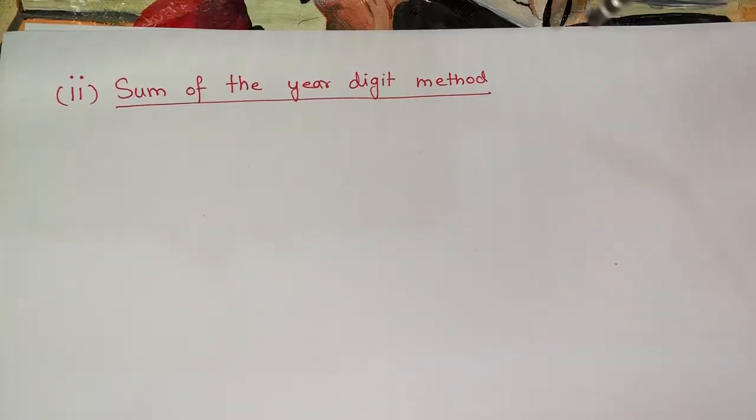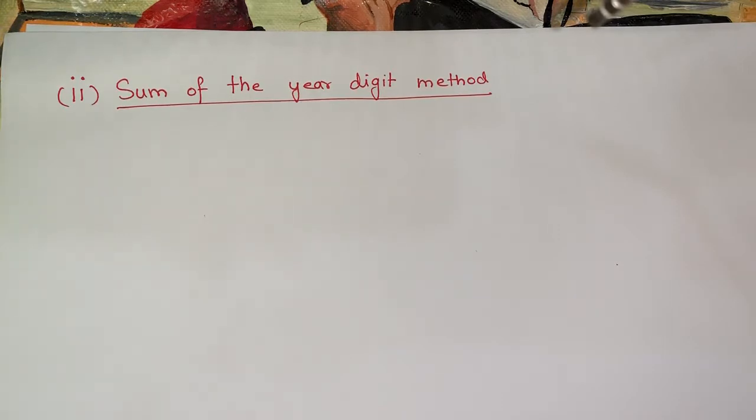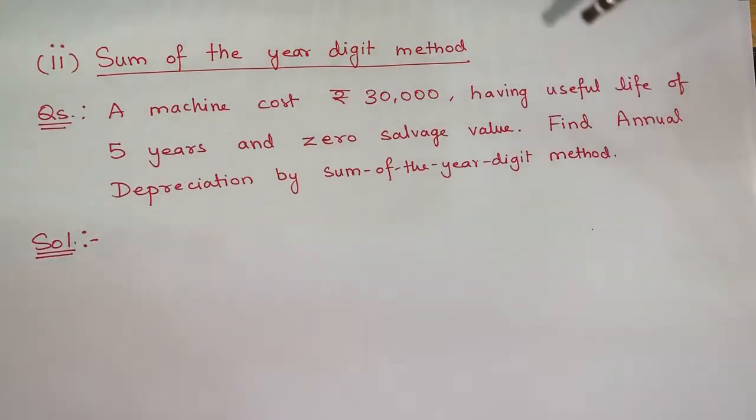The second method of charging depreciation is the sum of the year digit method. In this method, we assume that higher depreciation is charged in the initial years, and total depreciation is divided between the years in the ratio of time left. So let's try to understand this method of depreciation via an example.